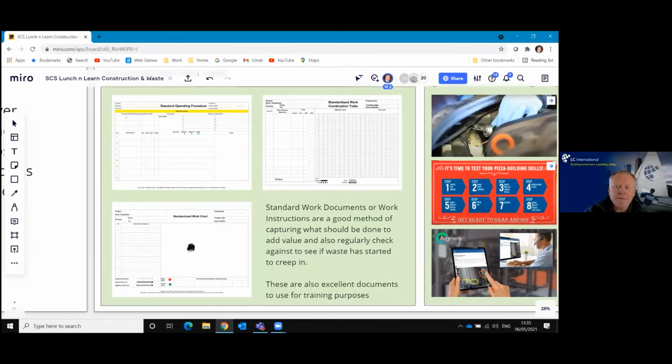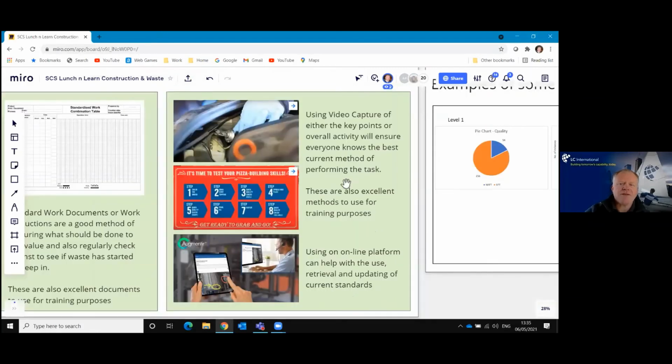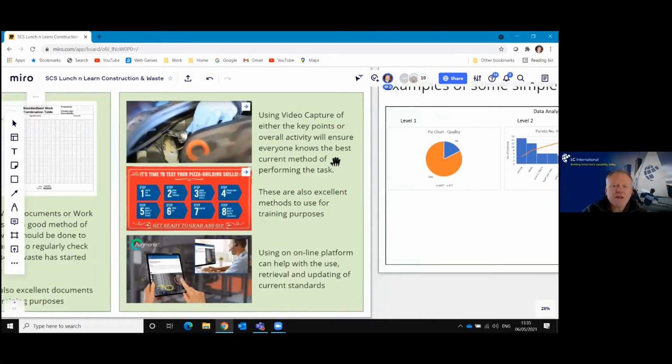Now, I've got a couple of examples here. I'm not going to play these videos today, but please feel free to play these videos in the future by clicking the links that you see in the top right-hand corner. And you'll have access to this Miro board after this workshop has ended today.